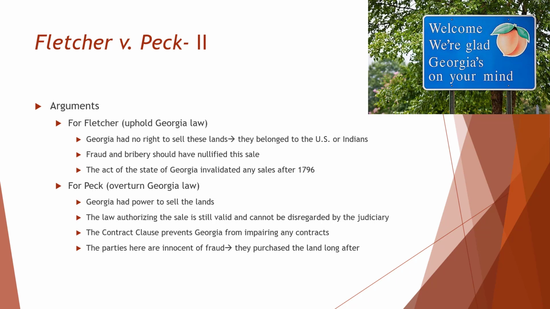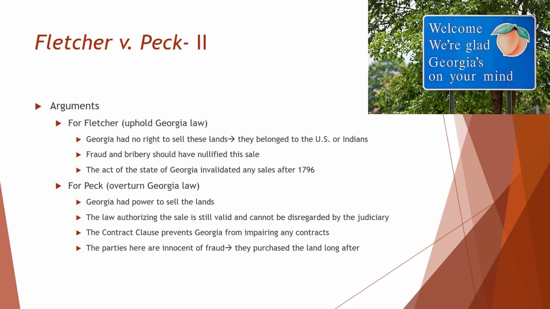Now, Peck says no. Georgia could sell the land in question. And even if the passage was influenced by bribery or corruption, even if it's the worst corruption, the law's still valid and the judiciary can't ignore it. So here's one of the big ones now. Georgia is forbidden to pass any law impairing contracts. A grant of a contract once executed can't be revoked.